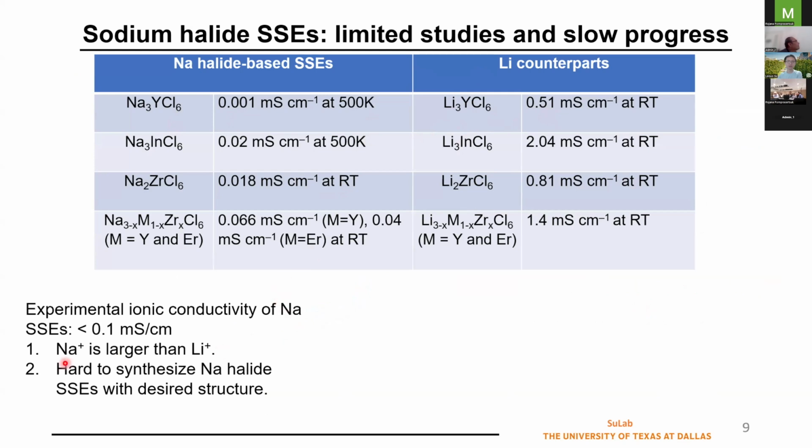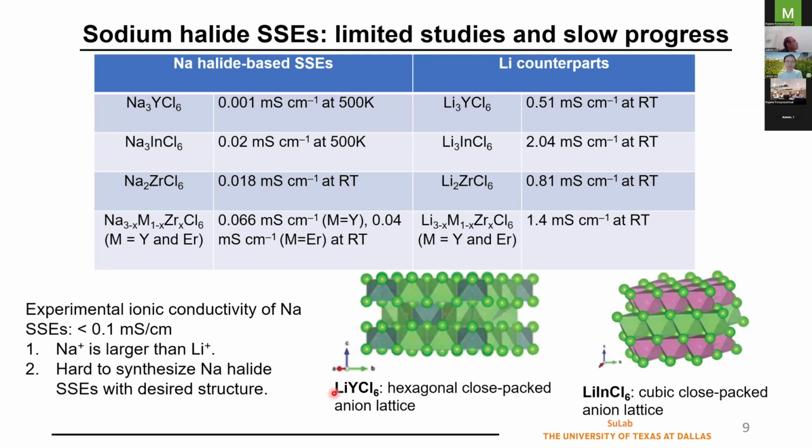The first one is sodium is much bigger. The second one is it's hard to synthesize sodium halide with the desired structure. And here are some examples of the halide. They are all hexagonal close packed or cubic close packed. So those examples are all based on the close packed anion structure.